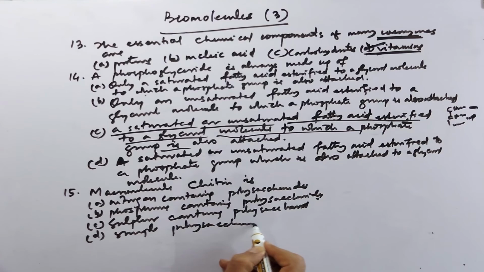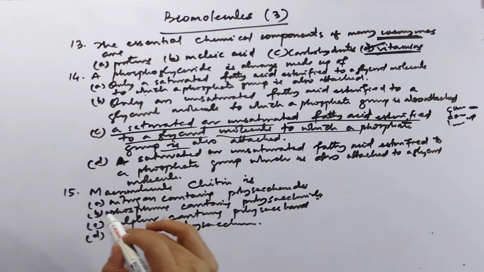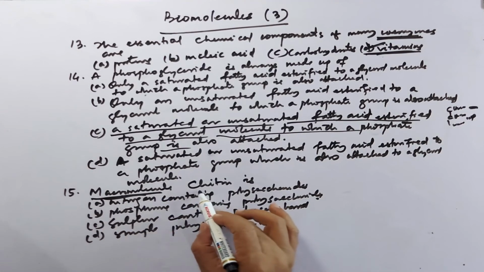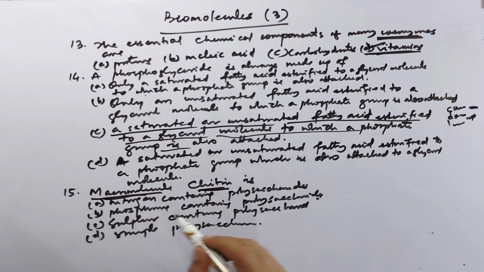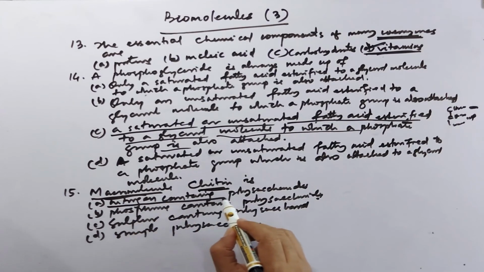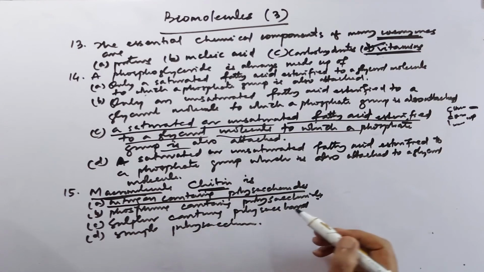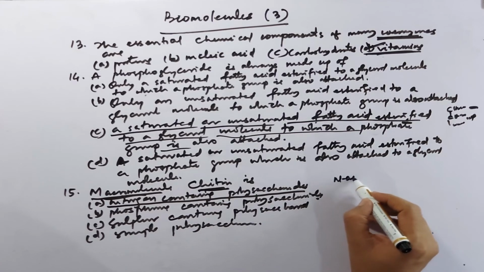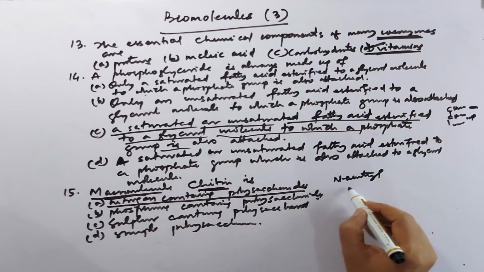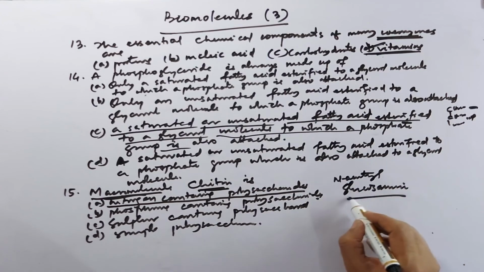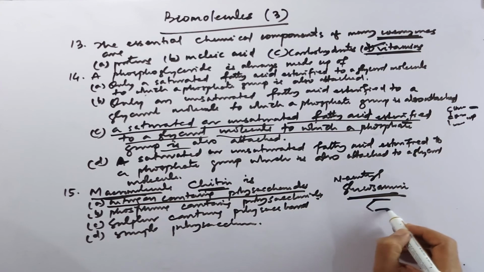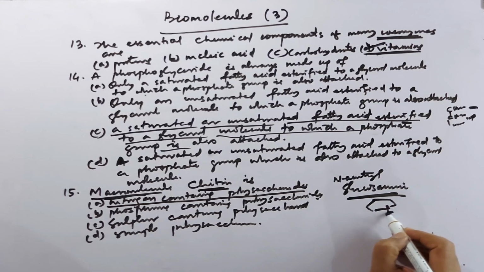So this thing we have already discussed. This is the macromolecule, large molecule chitin, and this chitin is made of N-acetyl glucosamine, where the amine group is present, so nitrogen containing polysaccharide is the correct answer. I have already discussed the structure also, the amine group and the acetyl group is there.